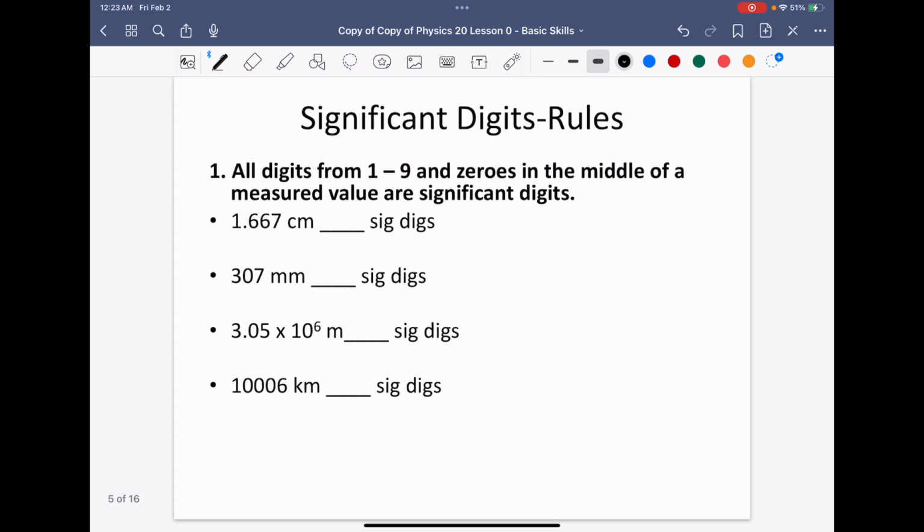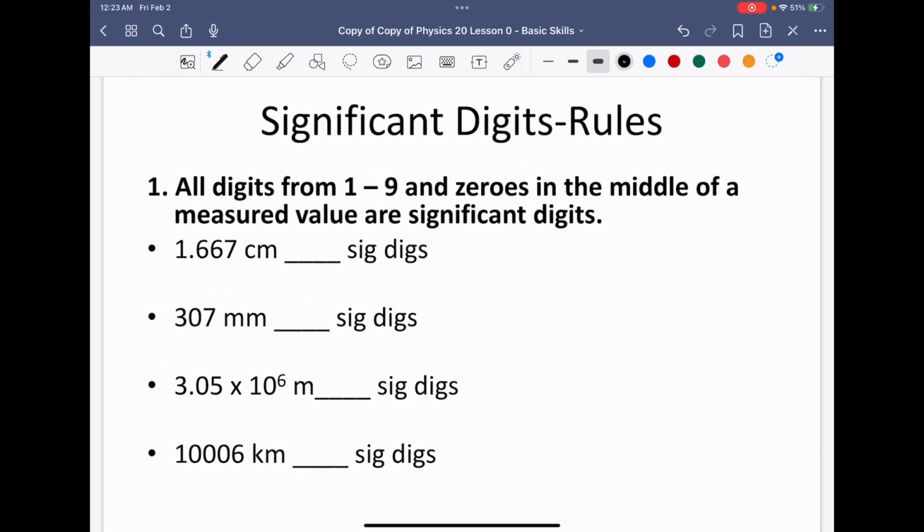So on the next slide here, we're going to look at this and say, well, all digits from 1 to 9 and zeros in the middle of a number are measured to be significant. So in the first example, we see 1667. I count the total digits there and there are 4 significant digits. In the next one, there's a 0 in the middle, but that's okay. We're going to look at this and say there are 3 significant digits. In the next one, remember, if you need to highlight this for yourself, we see that the base value determines the significant digits. There are 3 total significant digits. And then in the fourth example, we just see a number where there's a bunch of zeros in the middle, 2 digits on the outside. This is 5 significant digits.